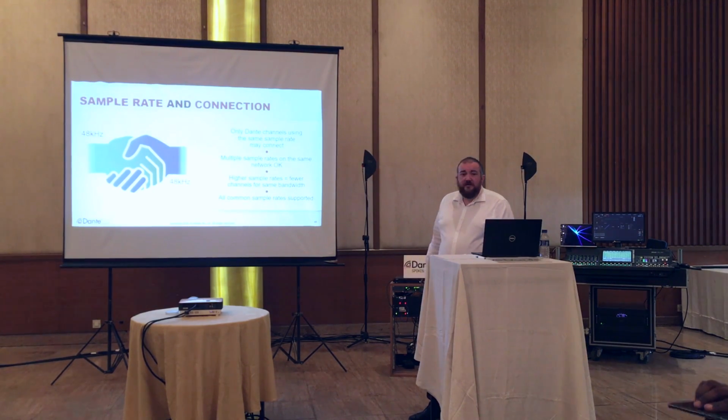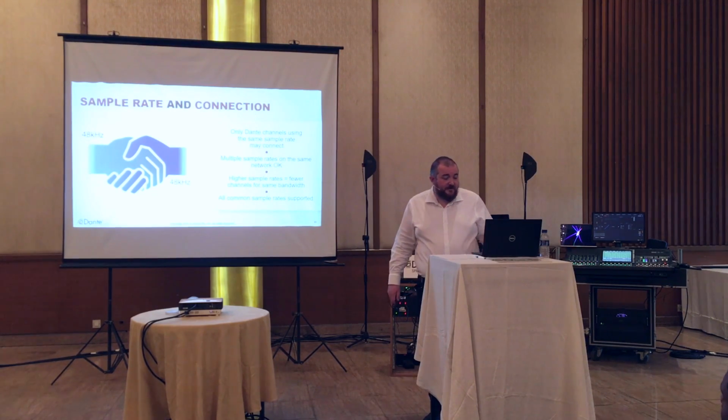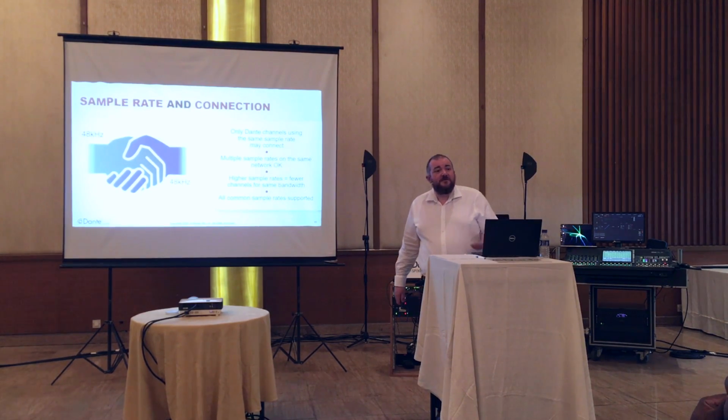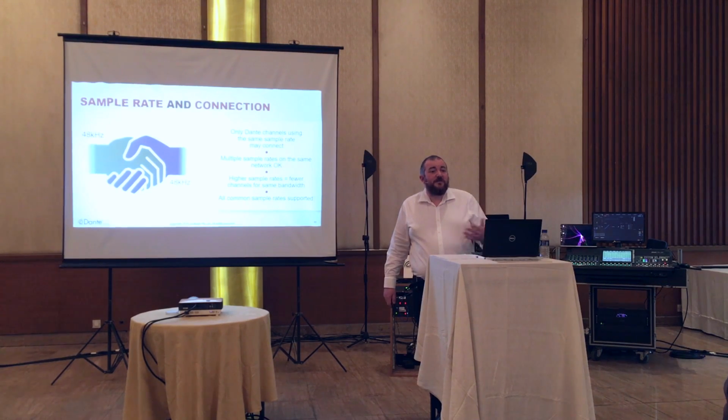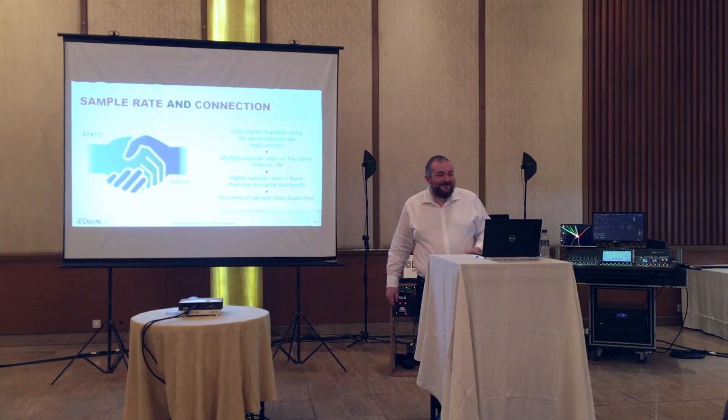Remember, higher sample rates give you a lower number of channels for the same amount of bandwidth. You don't get something for nothing. And Dante supports all of the common sample rates between 44.1K up to 192 kilohertz and all the sample rates in between. We also support pull up, pull down for film as well. Theoretically, it's possible to do much higher sample rates, but the market really tails off there. It's not a restriction on the technology, it's a restriction of what people want to buy, as far as we see it.